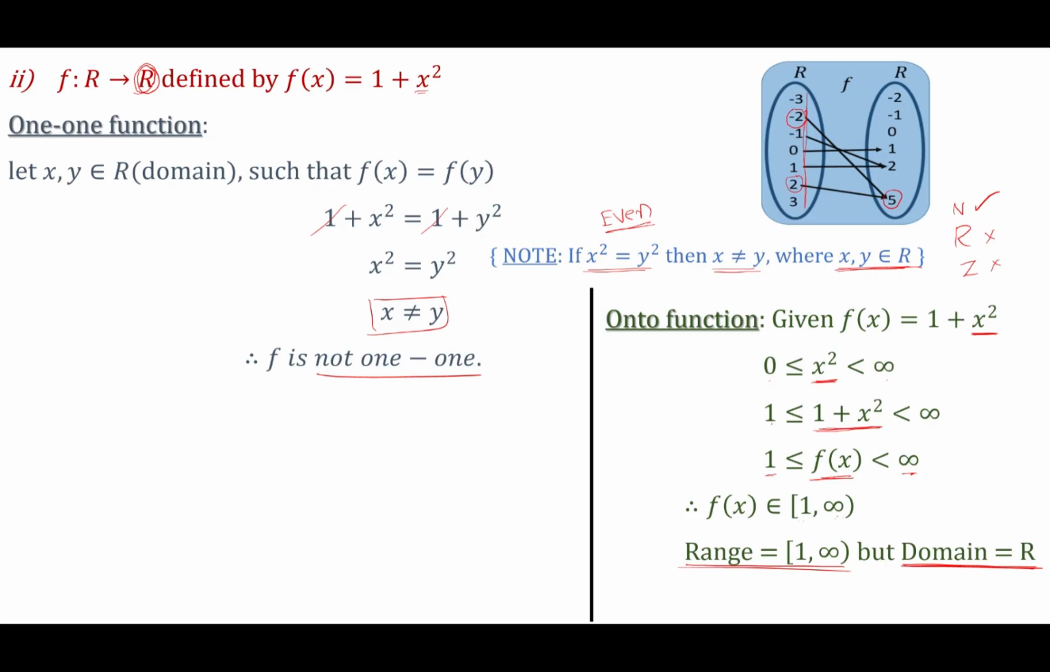all real numbers. So codomain, try to remember, codomain means all possible outcomes. Range means actual outcomes. This is the difference between codomain and range. So here range is not the same as codomain. If they are not the same, then the given function is not onto.